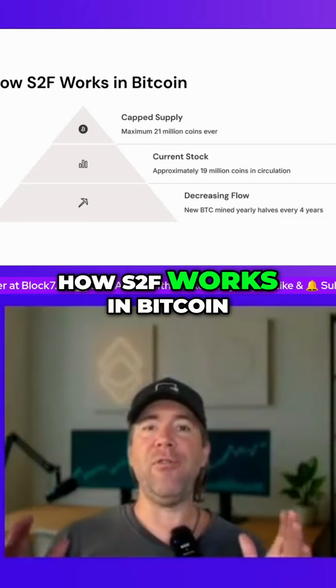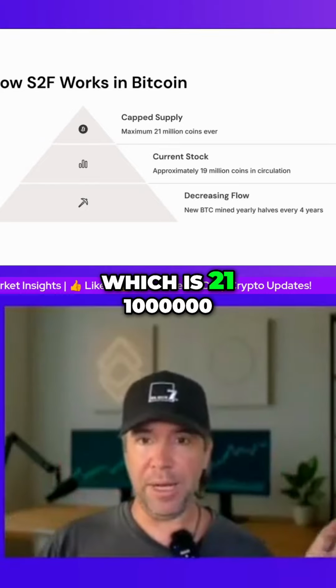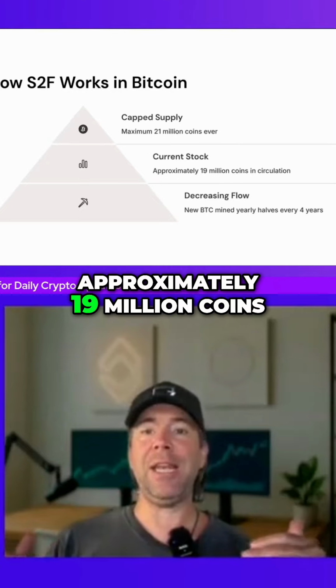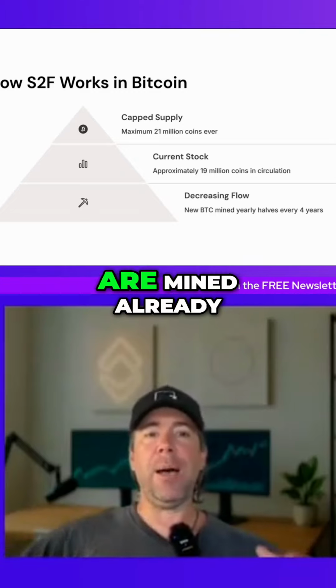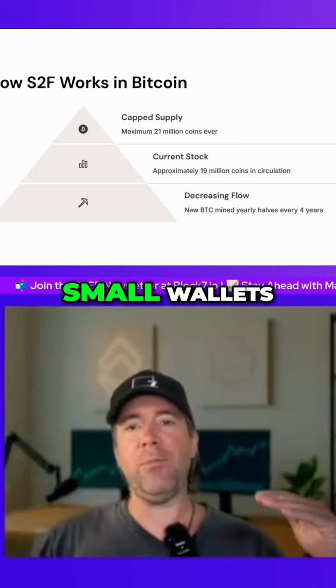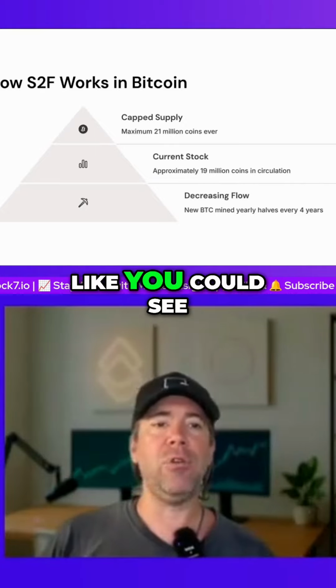How does S2F work in Bitcoin? You have the capped supply, which is 21 million. You have the current stock, approximately 19 million coins in circulation. That means these coins are mined already and they are flowing around in big wallets, small wallets, on exchanges. This is the supply, like you could see in gold.